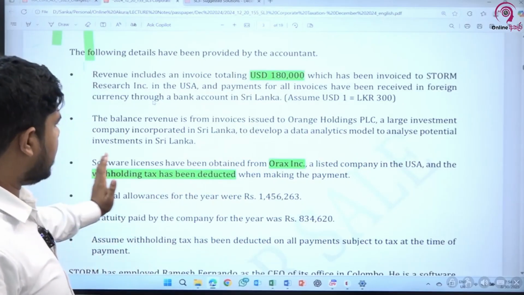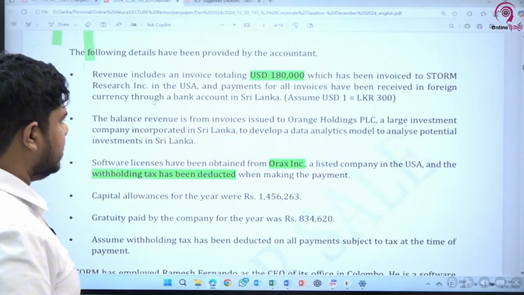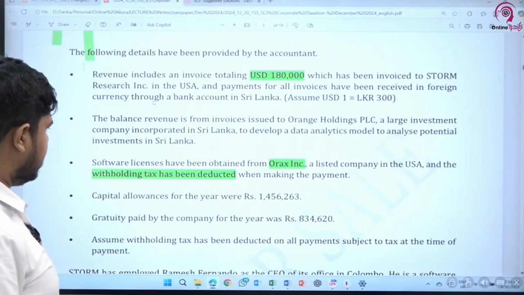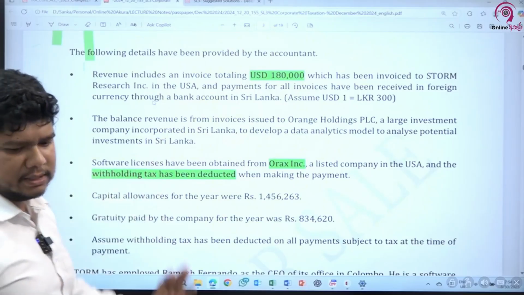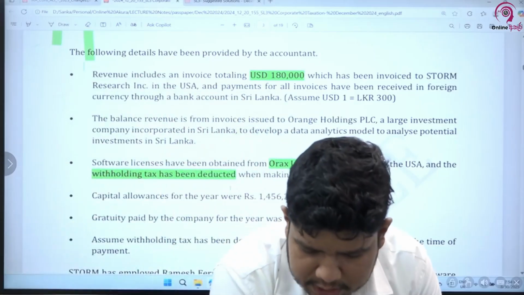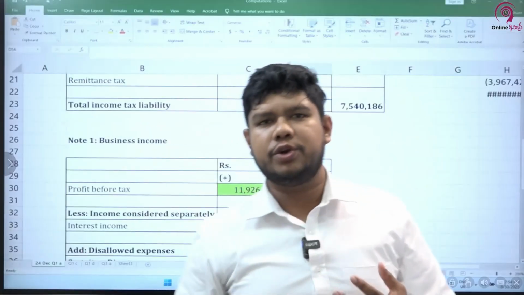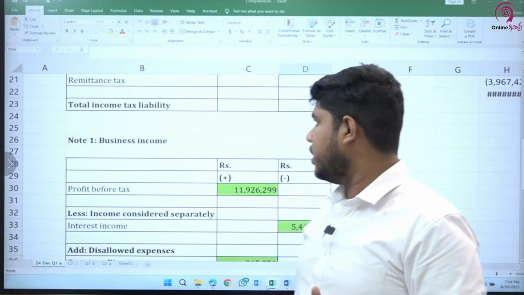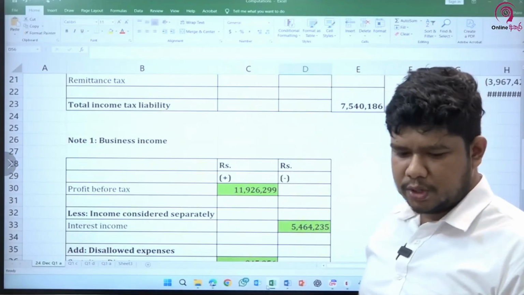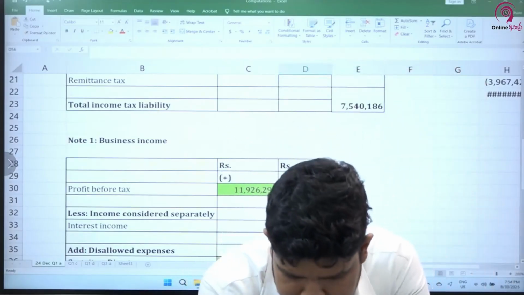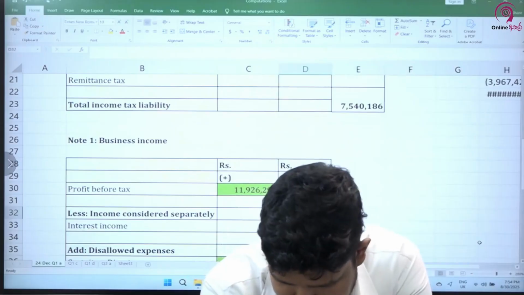So, software license being obtained, no WHT, WHT deducted, hence allowed. In your question, for each note, the student is given some note. For each note, you need to mention something.